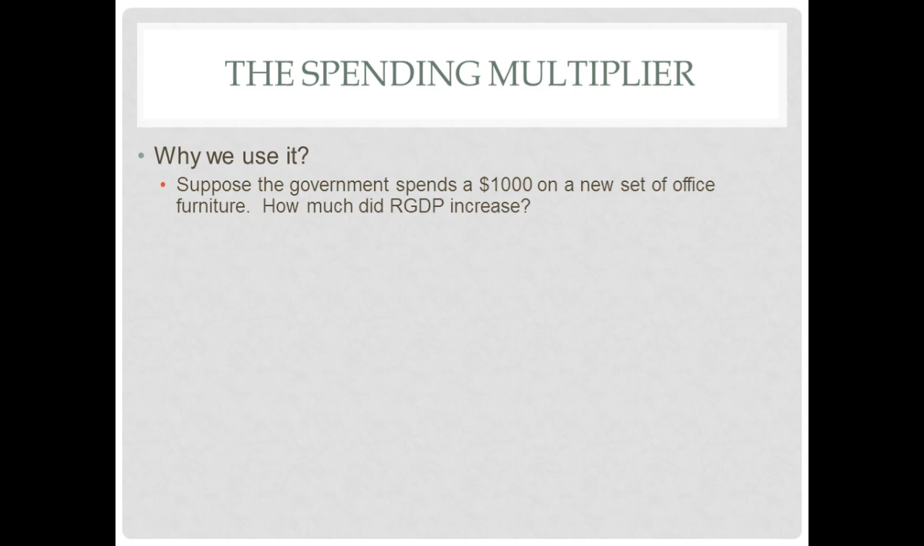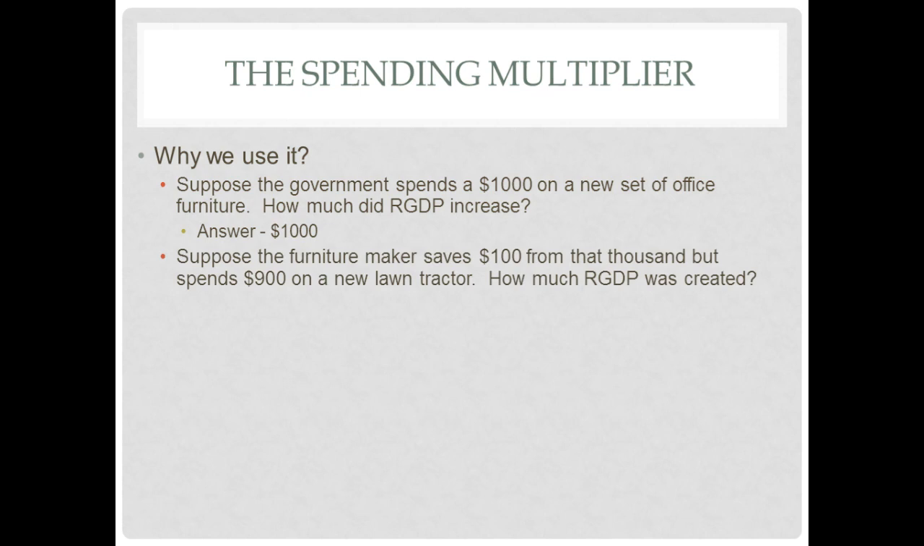I want to start with the spending multiplier and first ask a simple question: why do we use it? Here I want to start with an example to explain this. Suppose the government spends $1,000 on a new set of office furniture. How much did our GDP increase? Well, the answer, obviously, is $1,000, assuming that it was new office furniture. Now suppose, however, that the furniture maker saves $100 from that $1,000, but spends $900 on a new lawn tractor. How much GDP was created? The answer: $900. Remember, anything that's spent on new consumption, in this case a tractor, counts as GDP.